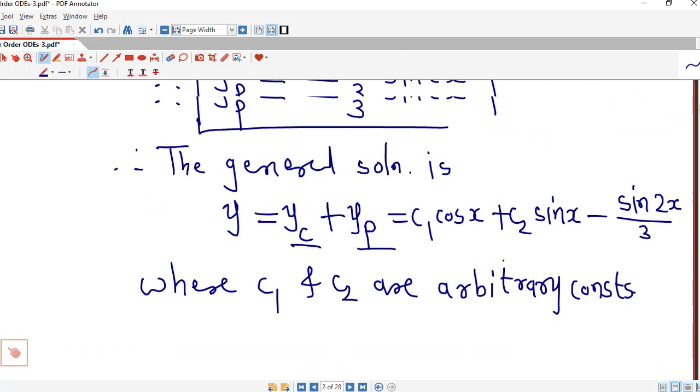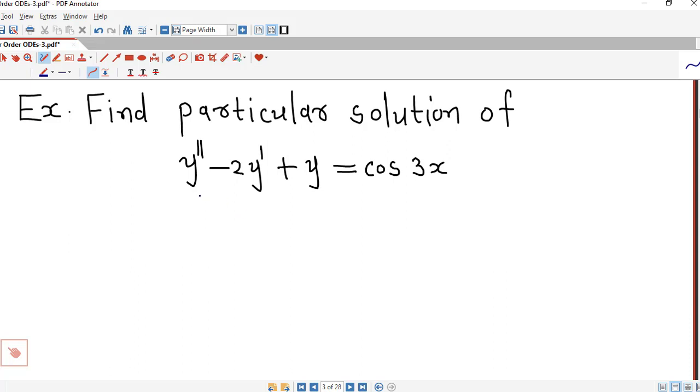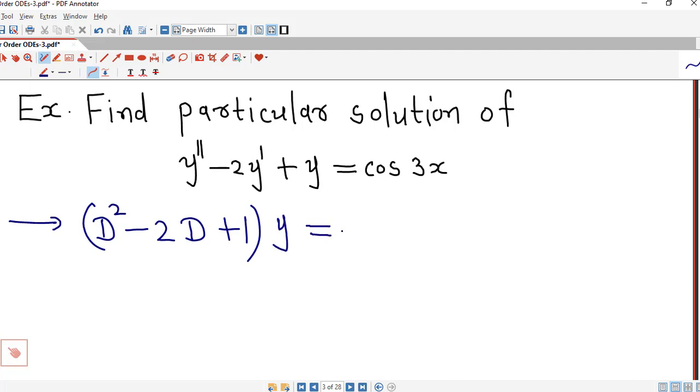Here we are asked to find the particular solution of this differential equation, y double dash minus 2y dash plus y equal to cos 3x. So first we rewrite the given differential equation using this capital D notation. For y double dash we write D square y, for y dash we write Dy, and we take y common. So we have this differential equation equal to cos 3x.